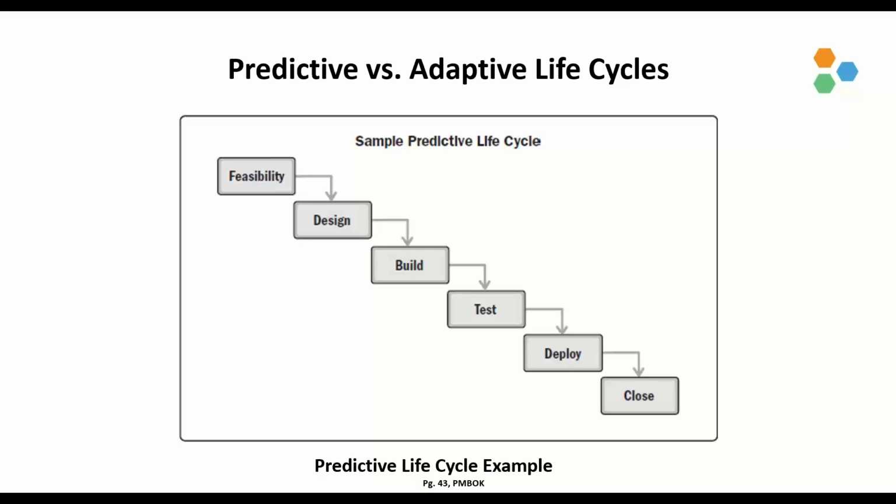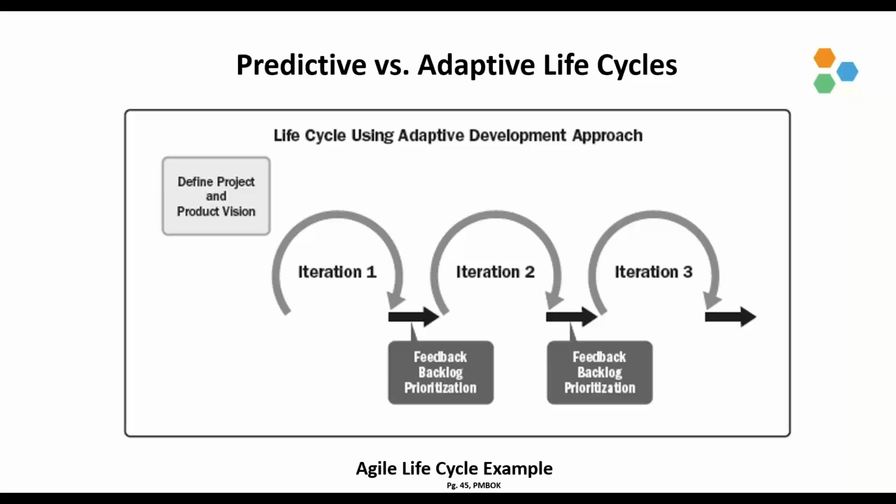This type of life cycle is characteristic of the predictive development approach, since each phase is only performed once, and each phase focuses on a particular type of work. What happens is this becomes challenging when situations arise that require adding scope, or changing requirements, or changes in the marketplace that are going to cause phases to be repeated. Whereas this next figure shows a life cycle using an agile or adaptive development approach.